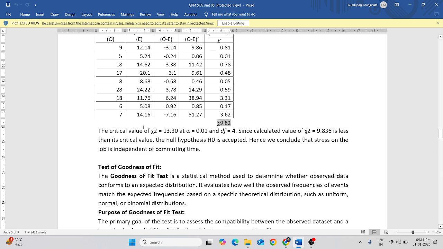Now for the critical value of chi-square, you have to look at the chi-square critical value tables at alpha, the level of significance 0.01, and the degree of freedom. So row minus 1 and column minus 1, for a 3 by 3 table: 3 minus 1 into 3 minus 1, that is 2 into 2, 4. So the degree of freedom will be 4. And what is the calculated value? This is the calculated value.